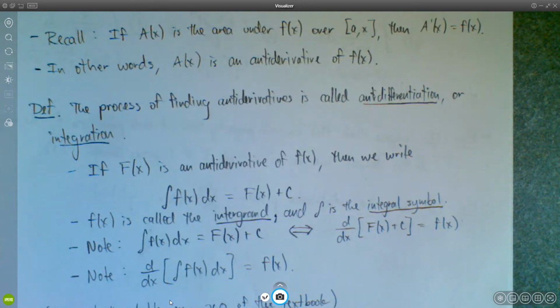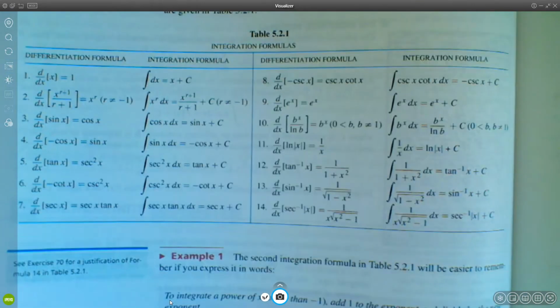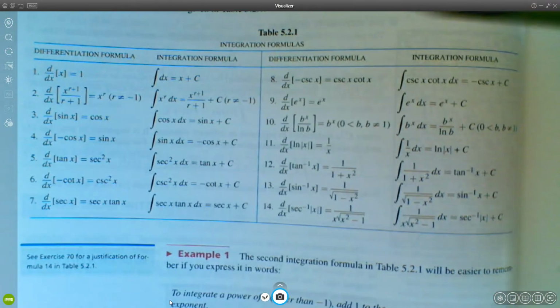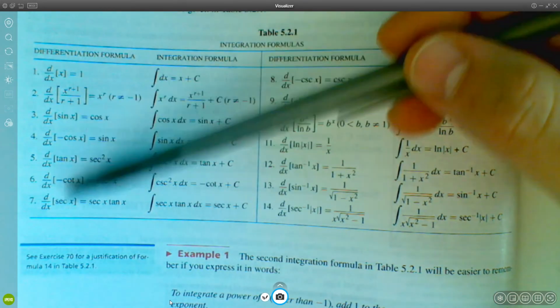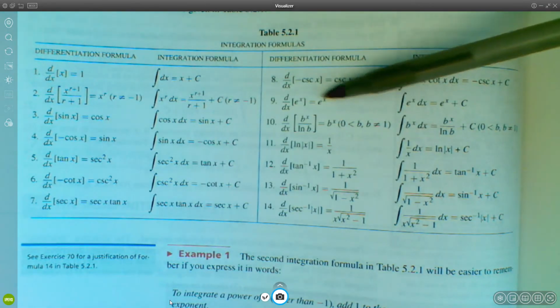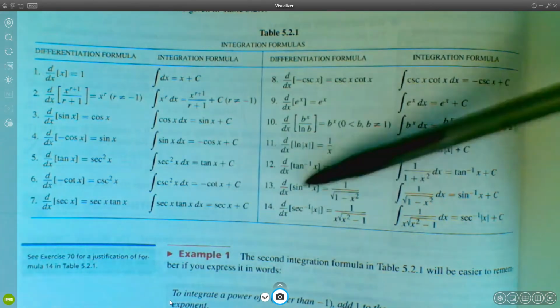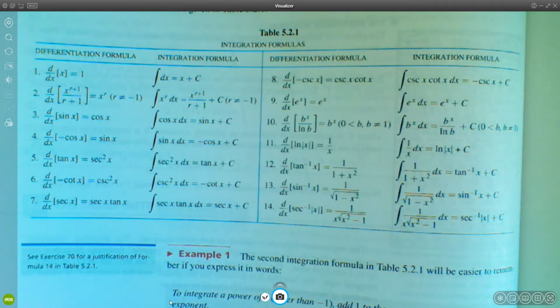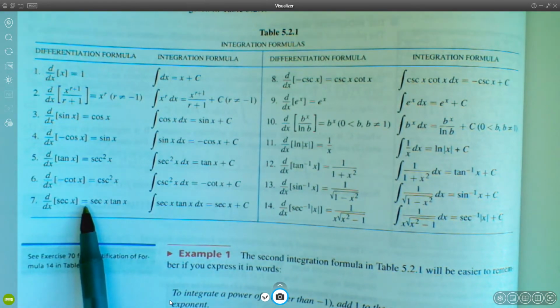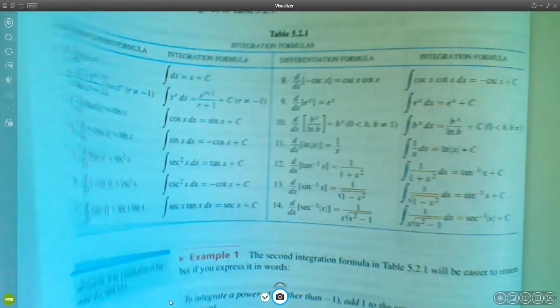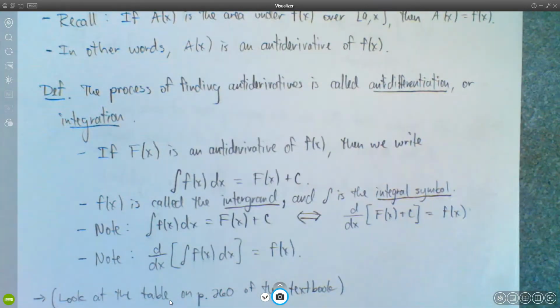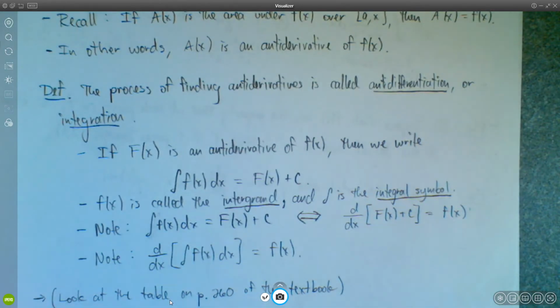So I wanted to draw your attention to page 260 of your textbook, because this is a really good table that summarizes all of the derivatives that we've talked about. So you have the power rule, you have the derivatives for all the trig functions, you have derivatives for exponential functions, logarithmic functions, inverse trig functions. So they're all there. And if you know these differentiation formulas, then you know their corresponding integration formulas. You just have to think backwards. So what I want to do is practice thinking backwards. Practice finding antiderivatives. So let's do that.